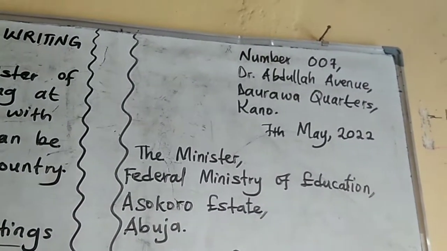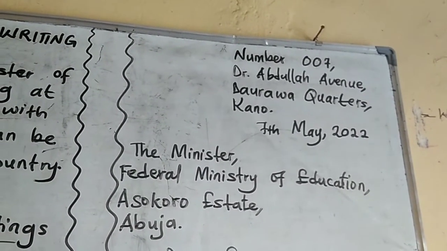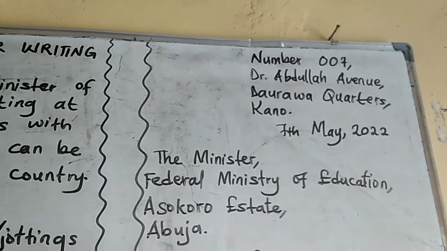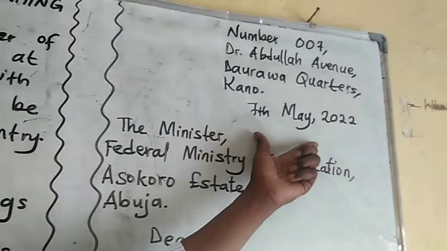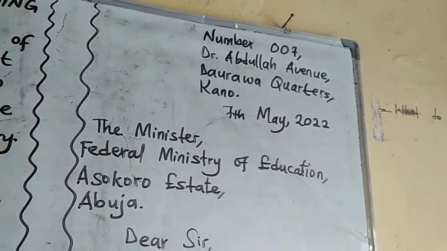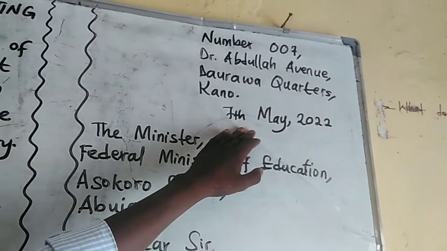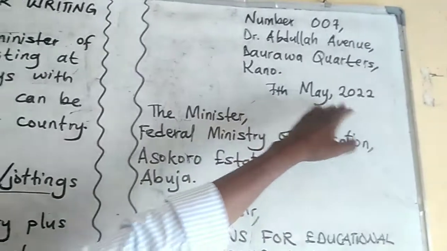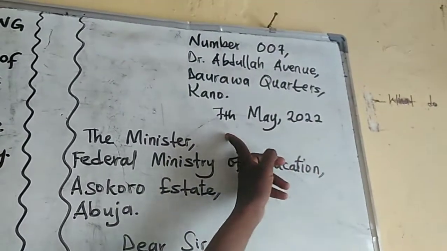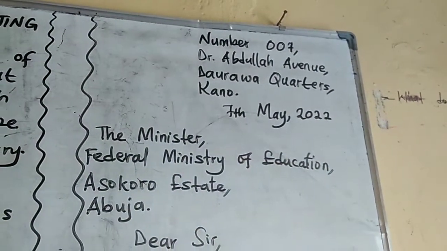There is no need for writing the name of the country unless the letter is going to another country. And then the date, 7th May 2022. This is a sample British English date. If it is American English, they will write May 7th, 2022, and the TH will be on top. That is how they write theirs.